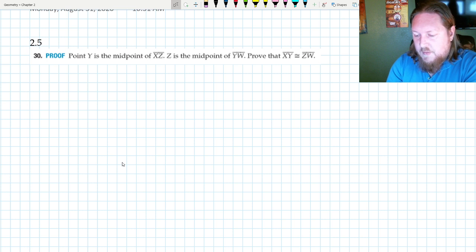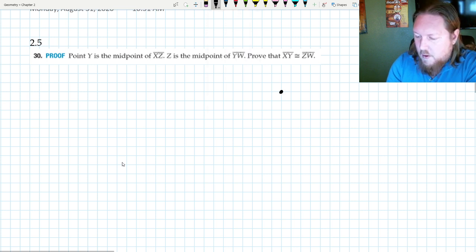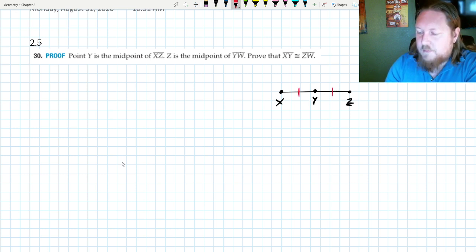Point Y is the midpoint of XZ. So let's draw a segment. I'll do it over here on the right. So we got X, Z, and we have some midpoint Y. And midpoint means that the two line segments created by that midpoint are congruent.